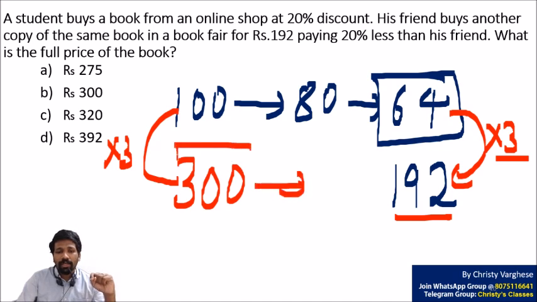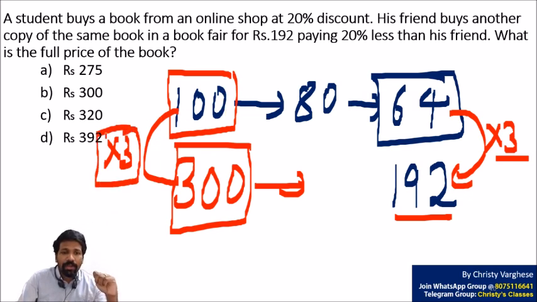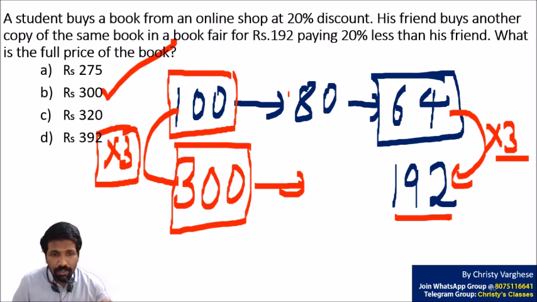That means 300 should be the undiscounted price. We assumed 100 is the undiscounted price, but we understood that our values should be 3 times the original value. So option B is the correct answer. This is the taking example method of doing this.